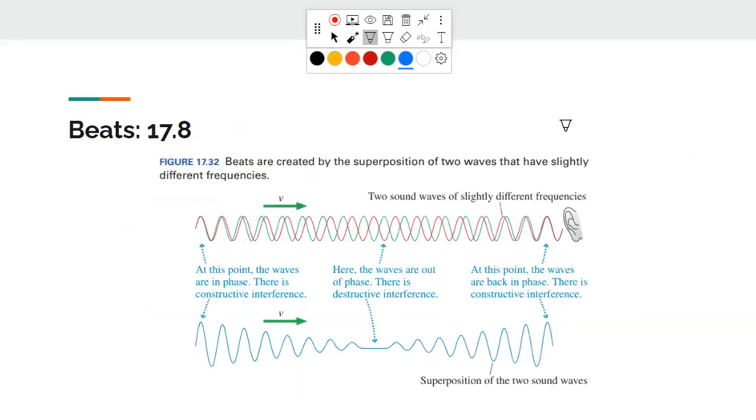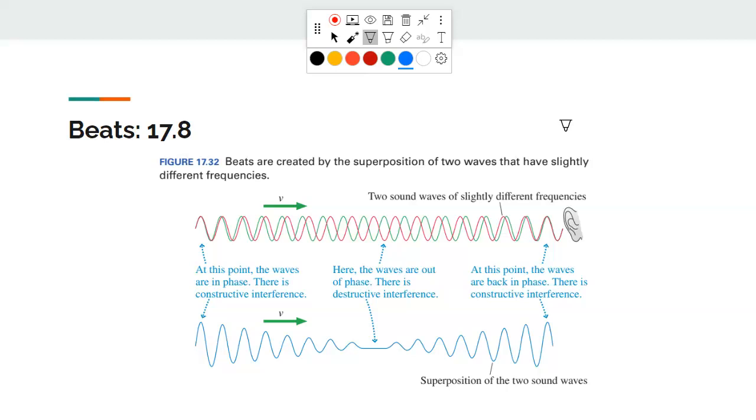Okay. So the last section in chapter 17 is on the topic of beats. And beats are a really weird result of, again, trig identities. So like almost everything we learned about in chapter 17 just comes down to trying to add up some waves and then using trig identities and finding something kind of weird or surprising.